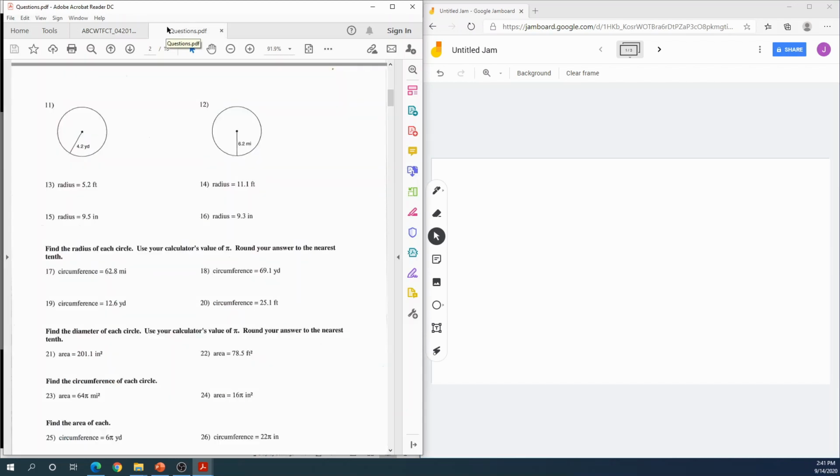So we know our area of 201.1 inches squared is equal to 0.785 times our diameter squared. So again, I'm going to write this out. We're going to divide both sides of this equation by 0.785 in order to isolate our variable d.